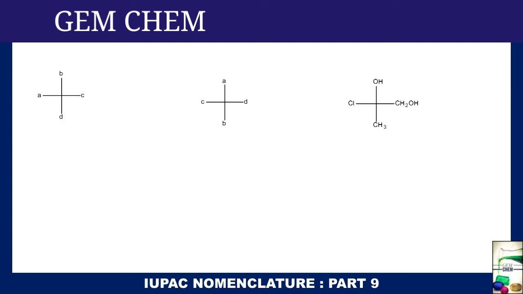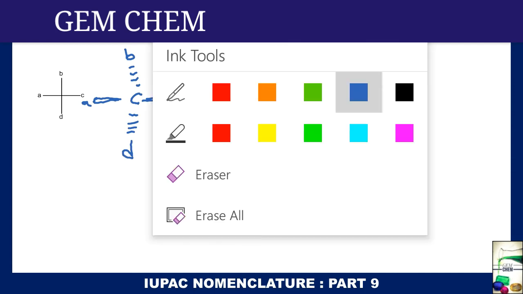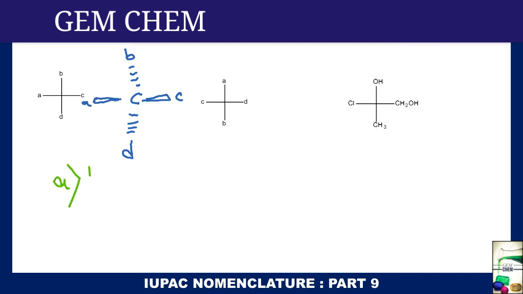Now if you have watched how to define a Fisher projection, then you can solve this problem easily. According to the Fisher projection, we know that if this is a carbon, then this is C, this is A, and these are below the plane, that is B and D. So we know A gets most priority, then B, then C, then D. Here D is placed below the plane, that is away from us. So the condition is being satisfied.